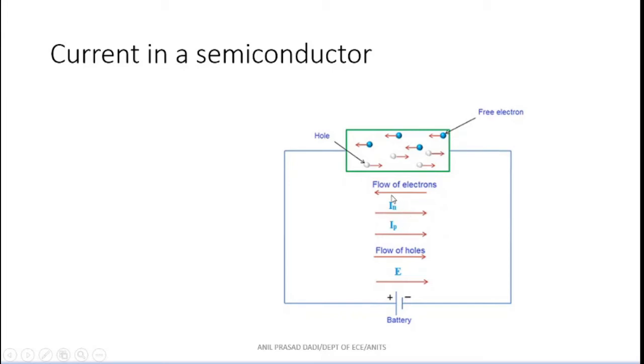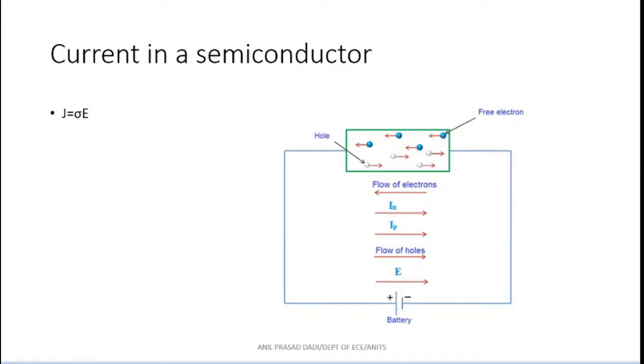The total current in a semiconductor is in the direction of the electric field, and it is given by the electron current plus the hole current. The sum of both the electron and hole current, because they are in the same direction, so I can add. So the total current is current due to the electrons and current due to the holes, and it will be in the direction of the electric field. Very good. Let us see the expression.